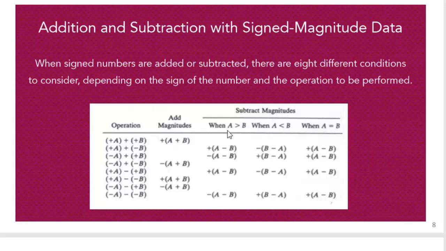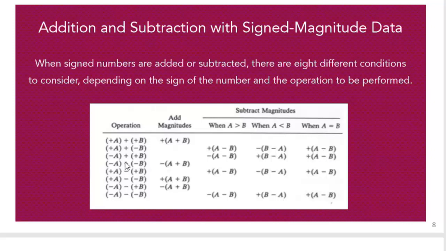Now in this case, when A is greater than B, then B is to be subtracted from A. That means A is larger than B. So here you have to find the 2's complement of B and then add it to the value of A. But when A is less than B, you have to find the 2's complement of A and add it to B. But when both are equal, then perform the operation A minus B.